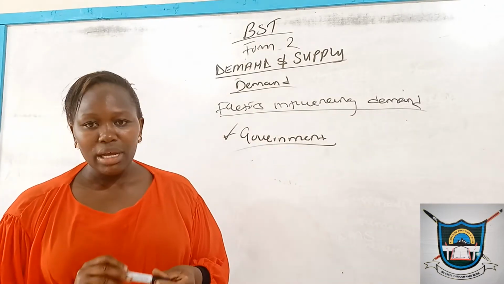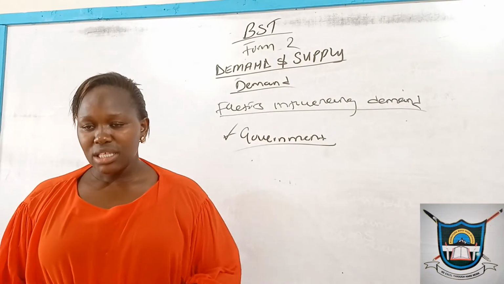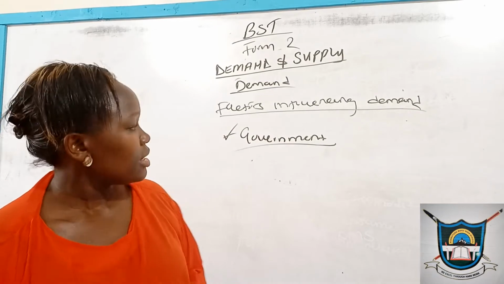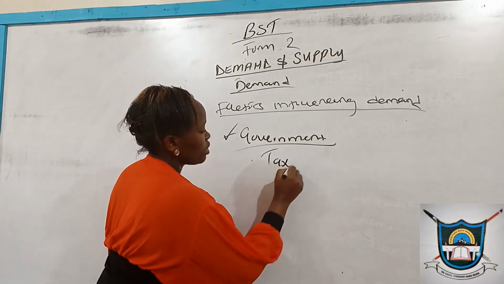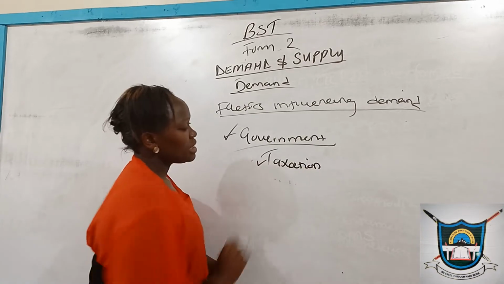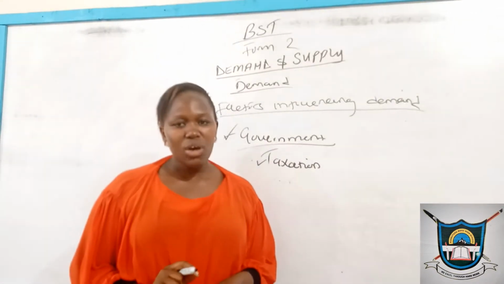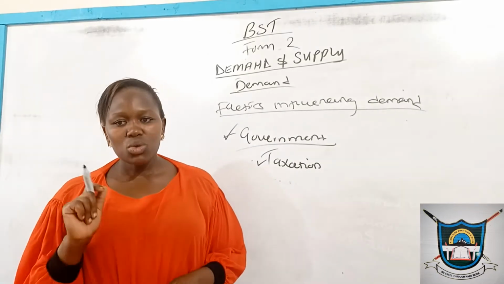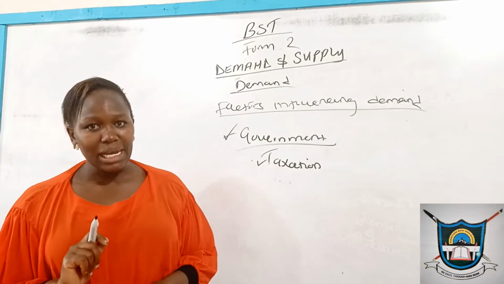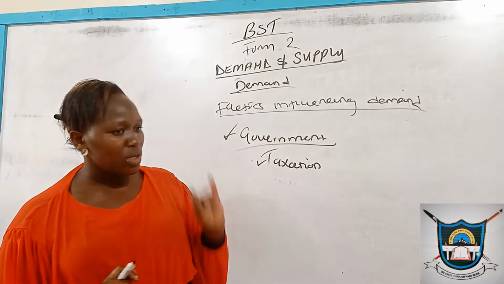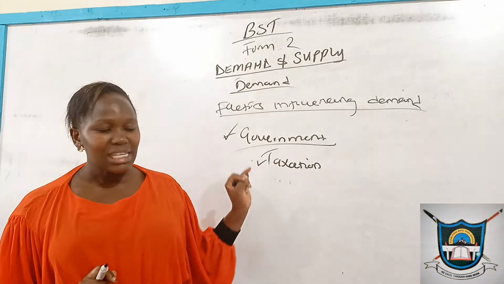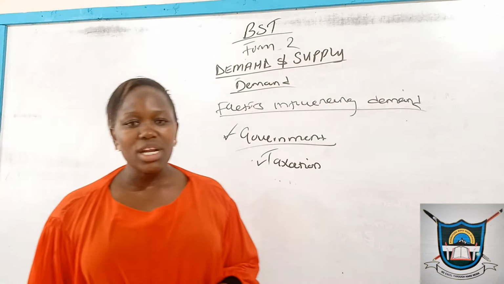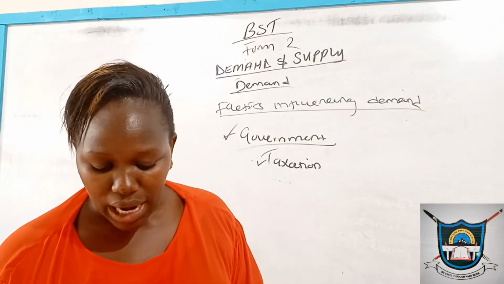Now, how does government policy influence the demand of a commodity? When we talk of government policy, number one, we talked of taxation. And we said when tax levels are high, they are going to affect the cost of production, meaning the cost of production is going to be high, which will be translated to an increase in price. So taxation is going to increase the cost of production, and in return is going to increase the prices. With increase in price, it is going to reduce the demand of that particular commodity.